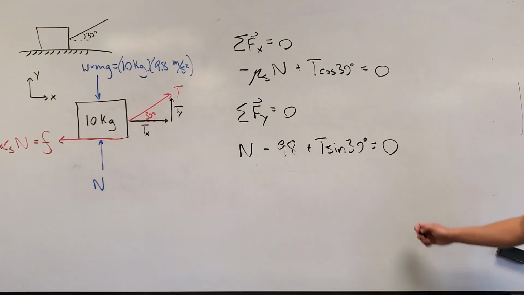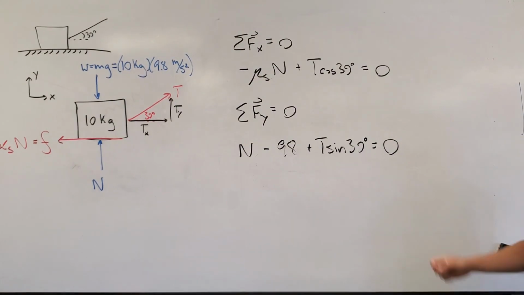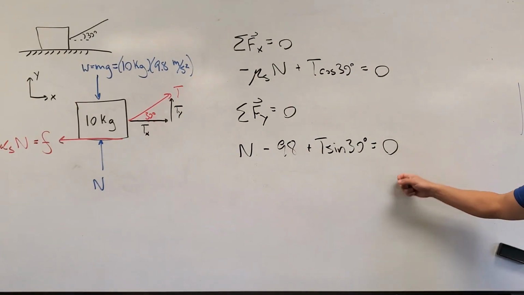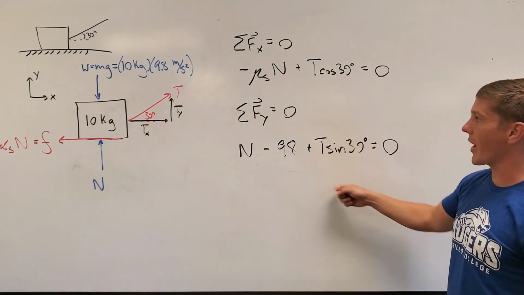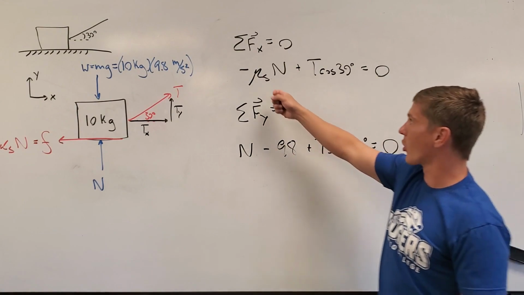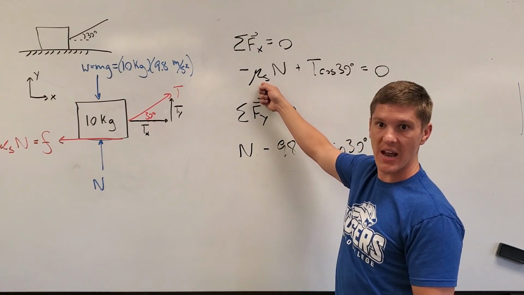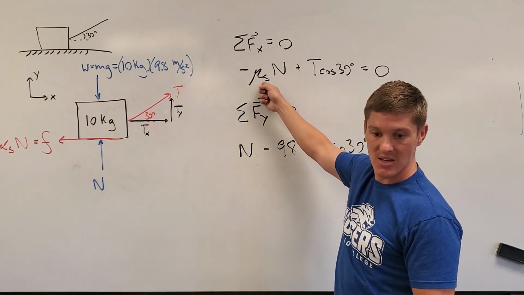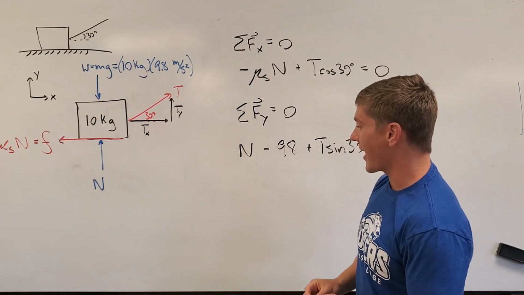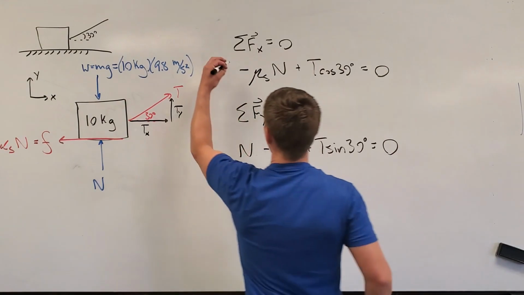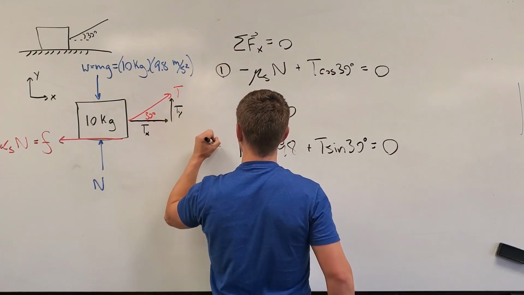Okay, so now we can see that we have two equations and two unknowns that we can solve. So we can then solve these equations for our unknown tension T. Okay, I'm just going to rearrange these equations. And once again, we were given our coefficient of static friction, so we know what this is. Our coefficient of static friction was 0.8. So let's go ahead and just rewrite these two equations. We can call this equation 1. We can call this equation 2.